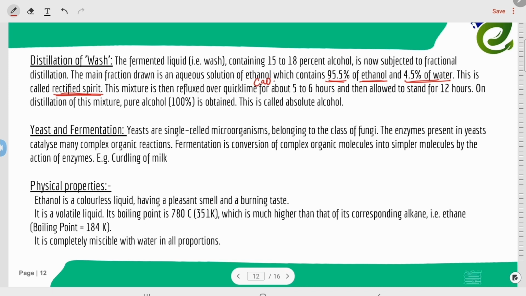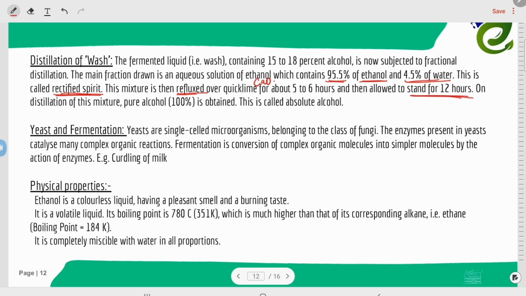What is reflux? If we are going to boil something, there will be a lot of vapors that are released. To avoid those vapors escaping, we are going to close them and heat. So that is known as reflux. It is going to repeat inside itself. That is reflux. And then it is allowed to stand. It is allowed to settle for 12 hours.